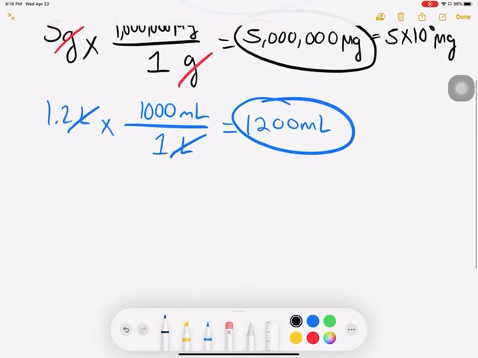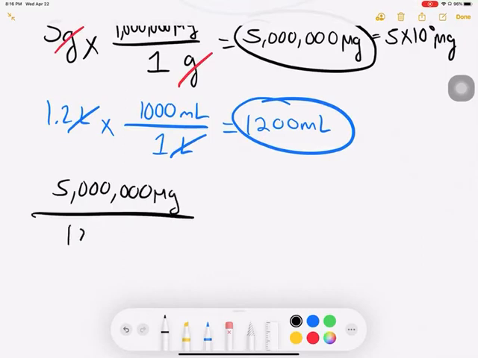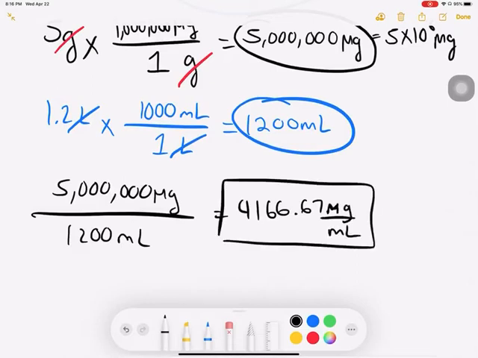Okay. So 5 million micrograms divided by 1,200 mLs. The answer should be, let me put it in the calculator really quick. The answer should be 4,166.67 micrograms per mL. So this should be the first answer. This is how we're going to solve the first, well, not the first problem, but problem number 3.